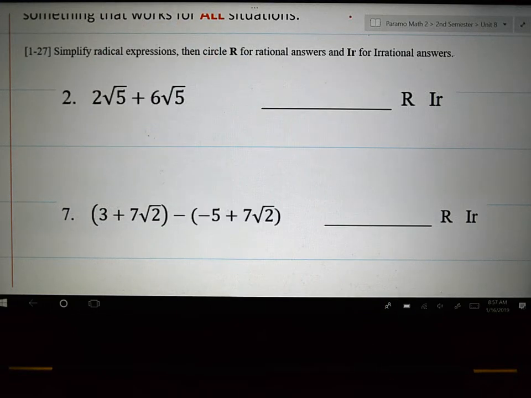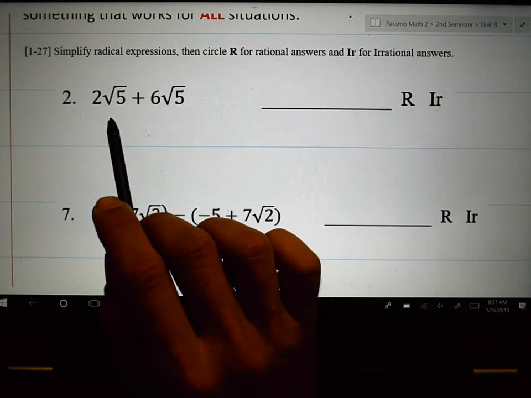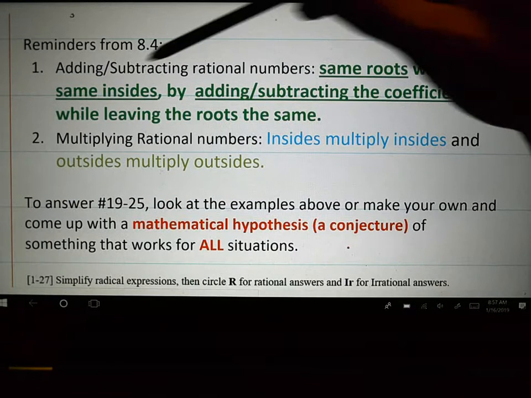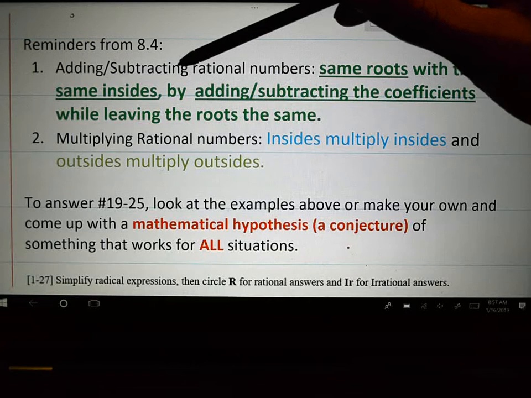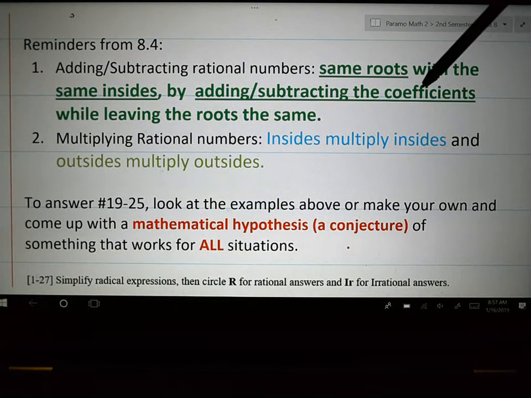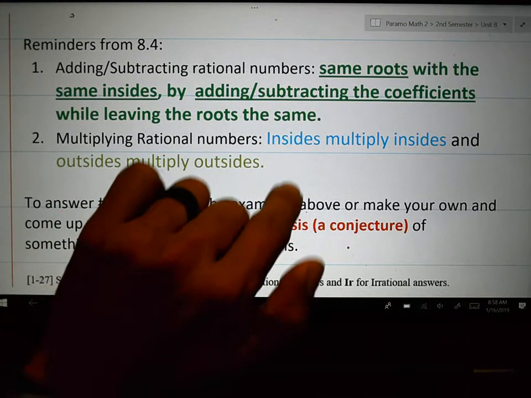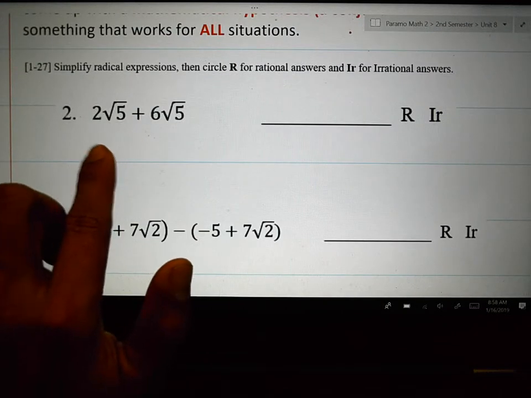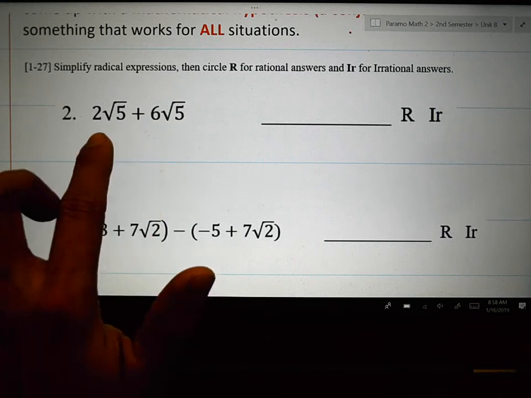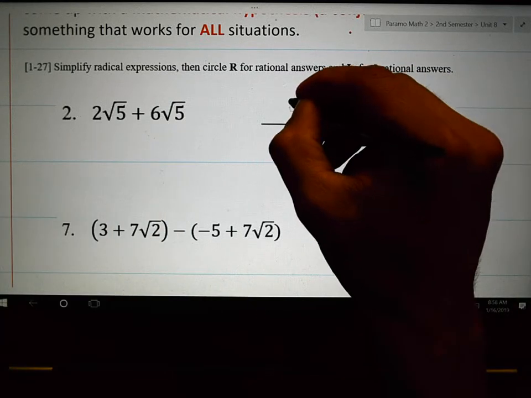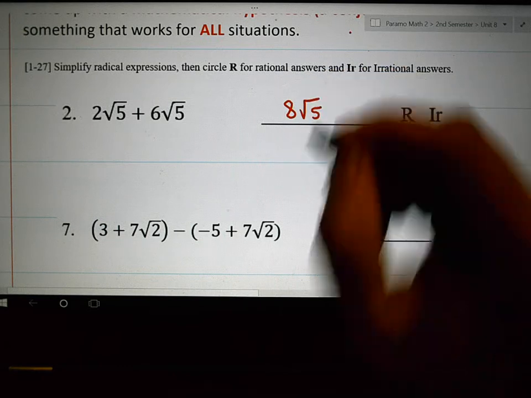2 root 5 plus 6 root 5. This is number 2 on your worksheet. They want you to figure out, what does that equal? And I'm hoping you know, when you're adding or subtracting radicals, the same roots with the same insides, meaning the square root of 5 and the square root of 5, all we do is add or subtract the coefficients while leaving the roots the same. That's what I wrote to you as a reminder. You can only put root 5s together with other root 5s. How many would you have? You would have 8 root 5 as your answer.